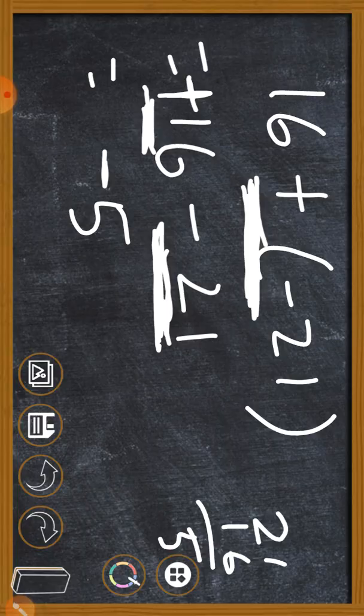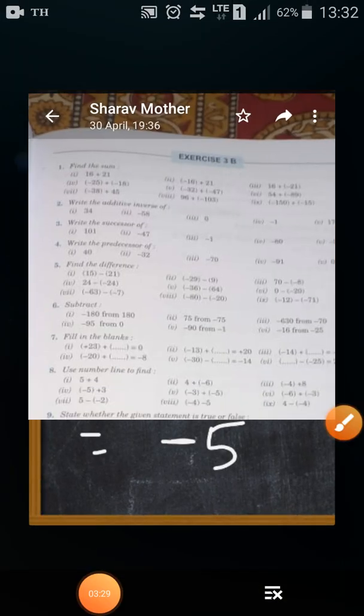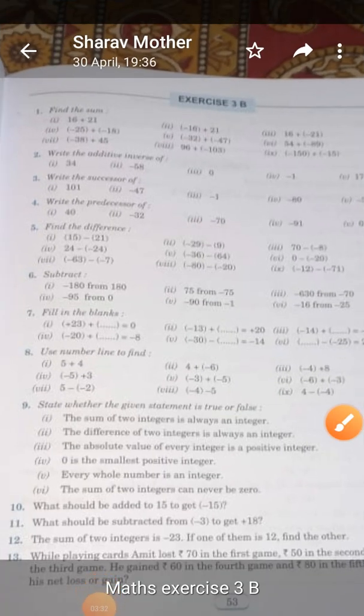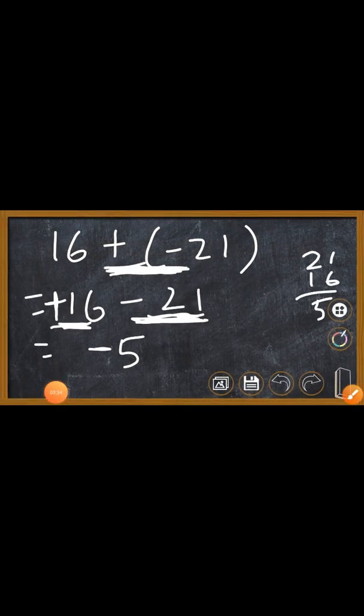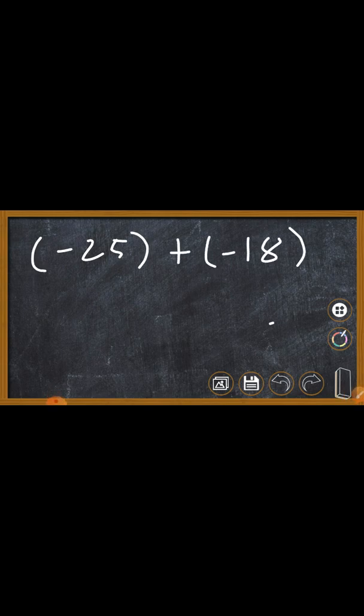Okay, now we move on to the next sum, which is minus 25 plus minus 18. Let's look at this. What is plus into minus? First we need to deal with this. There can't be two signs before a particular number. So plus into minus is minus, yes or no? So I write minus 25 minus 18.